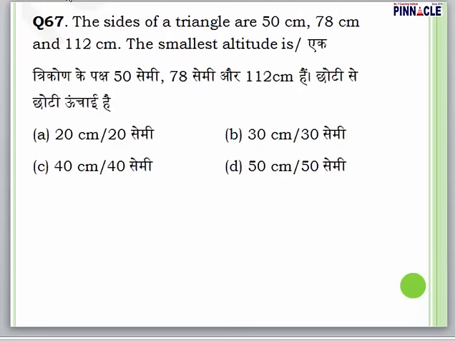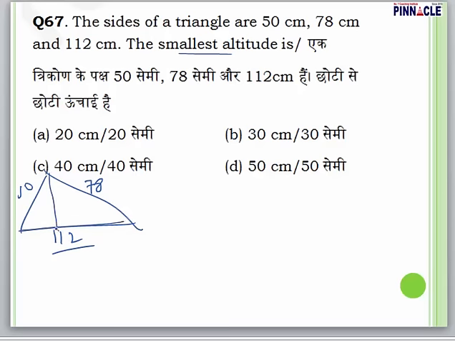Question number 67. The sides of a triangle are 50, 78 and 112 centimeters. It means there are three different sides of a triangle. Smallest altitude would be how much? These are 50, 78 and 112. So remember, the smallest altitude would be from the largest side. The base would be the largest side in this case, when we have to calculate the smallest altitude. So we have to find the value of this.